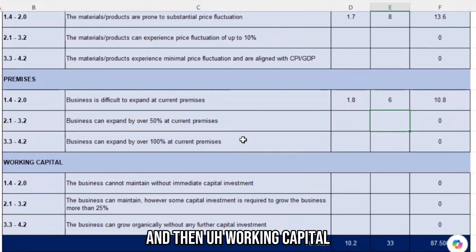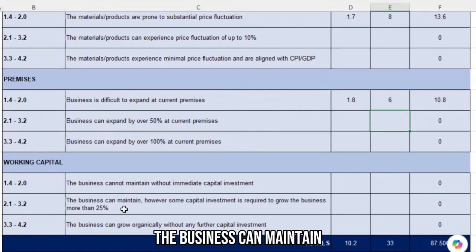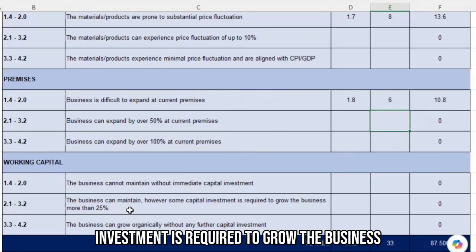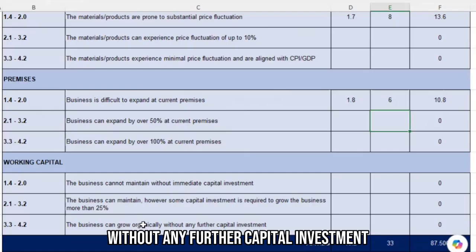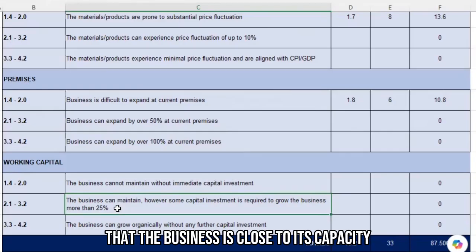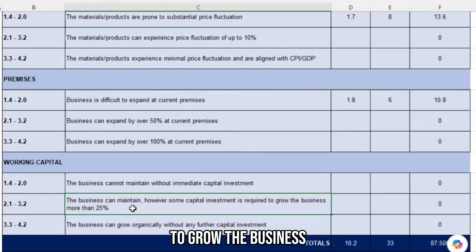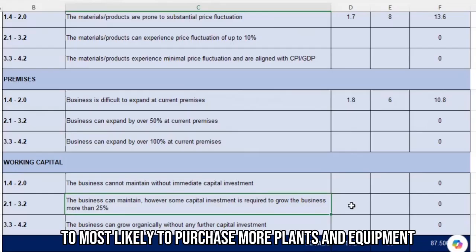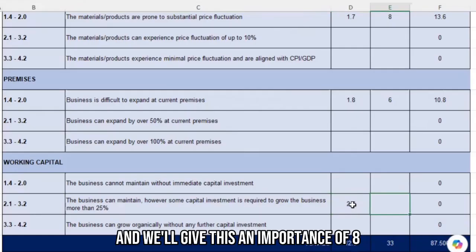And then working capital. The business cannot maintain without immediate capital investment. The business can maintain, however, some capital investment is required to grow the business more than 25%, and the business can grow organically without any further capital investment. So here we'll give this an average score because we can see that the business is close to its capacity at the current premises, and further capital would be needed to grow the business, most likely to purchase more plants and equipment. So we'll give this a score of 2.6, and we'll give this an importance of 8.